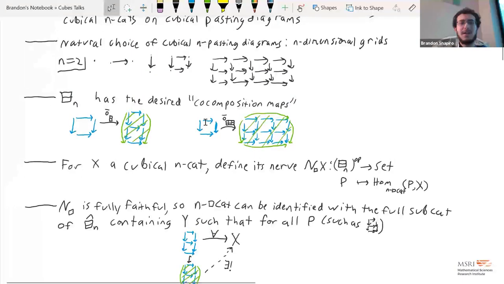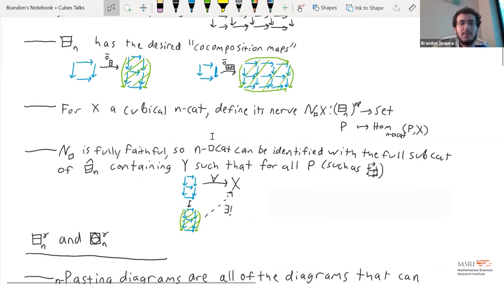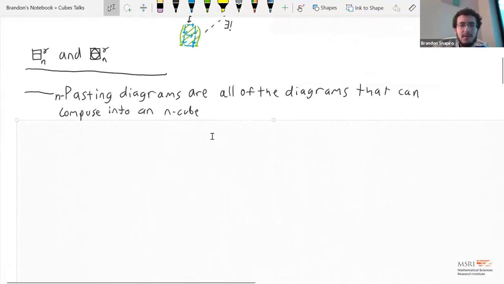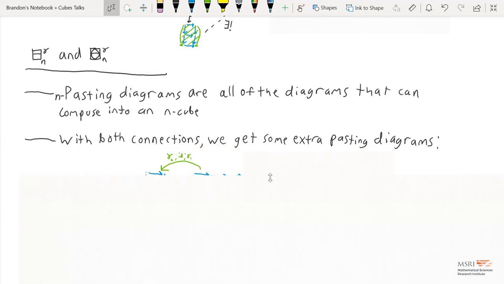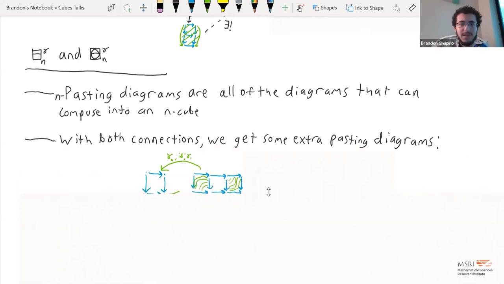And connections at first glance wouldn't seem to change that. When you apply the connection to a square, it goes down to an edge. But when we add in composites, we get some weird stuff. So one of the things we get is from, if you have three squares.